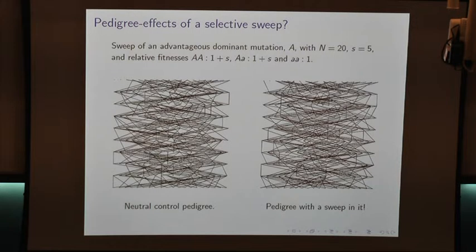All right. I also wanted to show you some simulations of another scenario that could produce something very different than the standard population model, and that is a selective sweep. A selective sweep happens when an advantageous mutant enters the population. It's favored, and it sweeps to fixation within the population because it is selectively advantageous. These are two pedigrees.